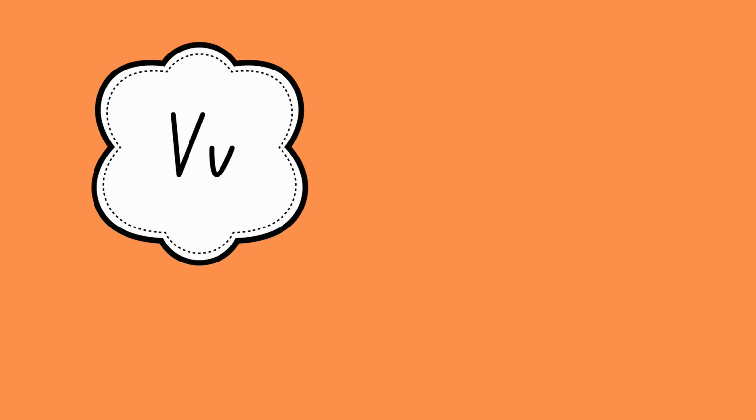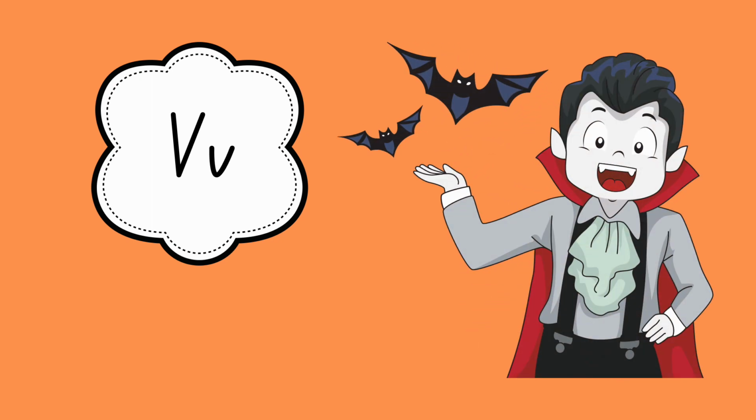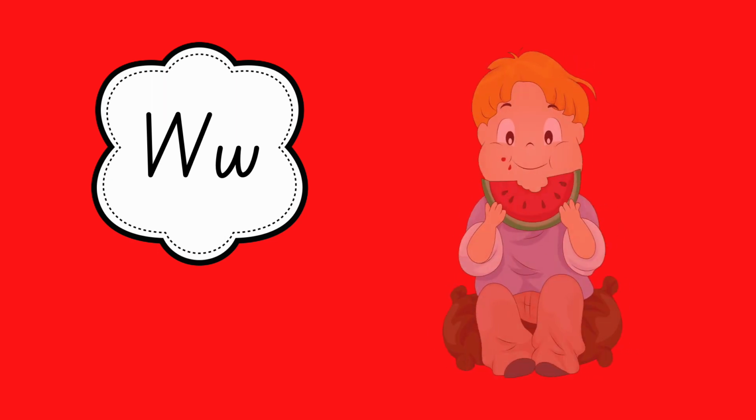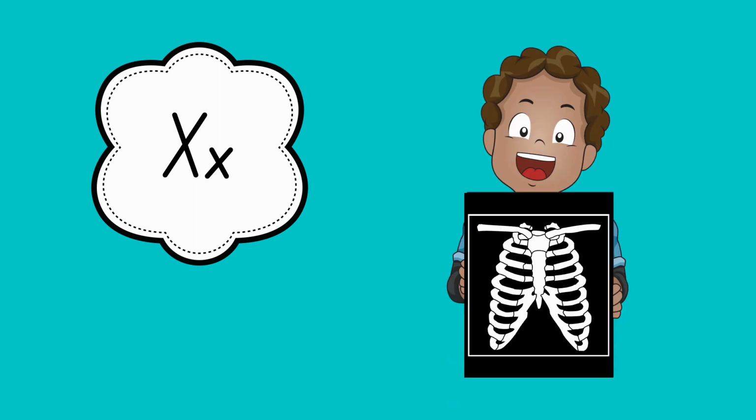V is for vampire. Vampire. W is for watermelon. Watermelon. X is for X-ray. X, X, X-ray.